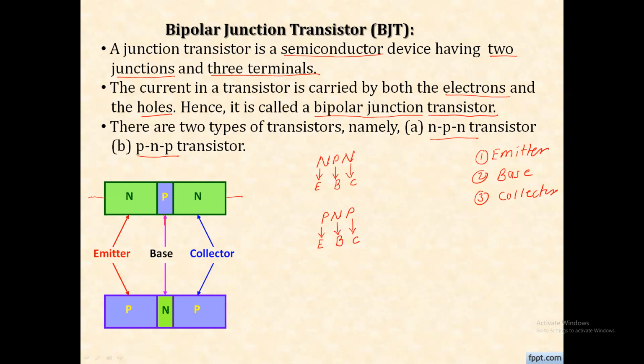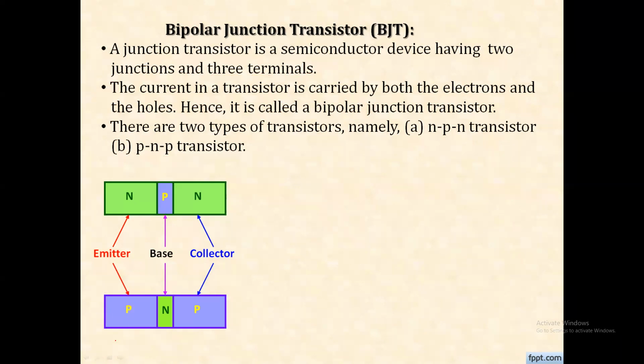Okay, so now let's see what the symbol is to denote the NPN and the PNP type of transistor. So this is the symbol. Once again, I will draw along with it. If you want to draw the symbol for any type of transistor, first draw the circle. Okay, and these are the three terminals. How can I draw? Please check it. These are the three terminals.